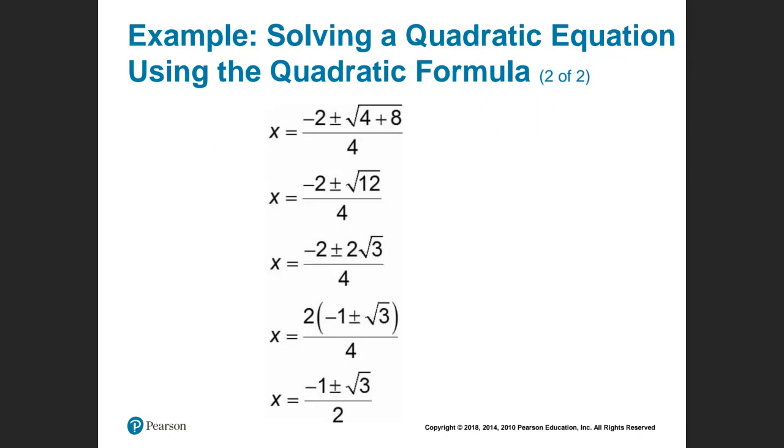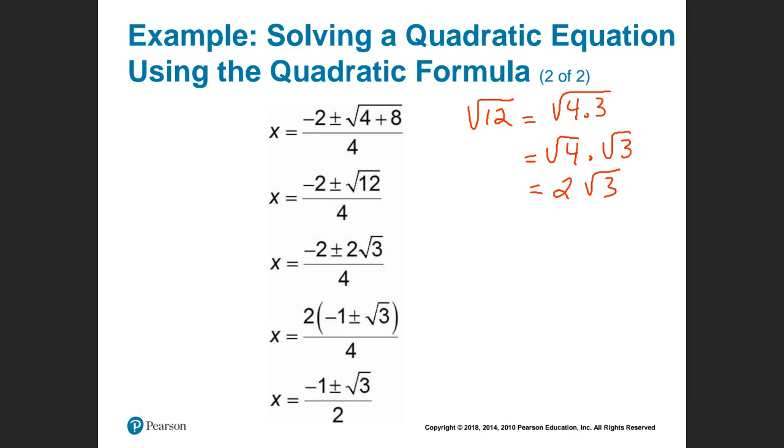Now we're going to solve this one. So x equals negative 2 plus minus the square root of 4 plus 8. Okay, so now the answer becomes x equals negative 2 plus minus the square root of 12, since 4 plus 8 is 12, over 4. Okay, now remember the square root of 12. We can write square root 12 as the square root of 4 times 3. So you can write the square root of 4 times the square root of 3. So the square root of 4 is 2, times the square root of 3.